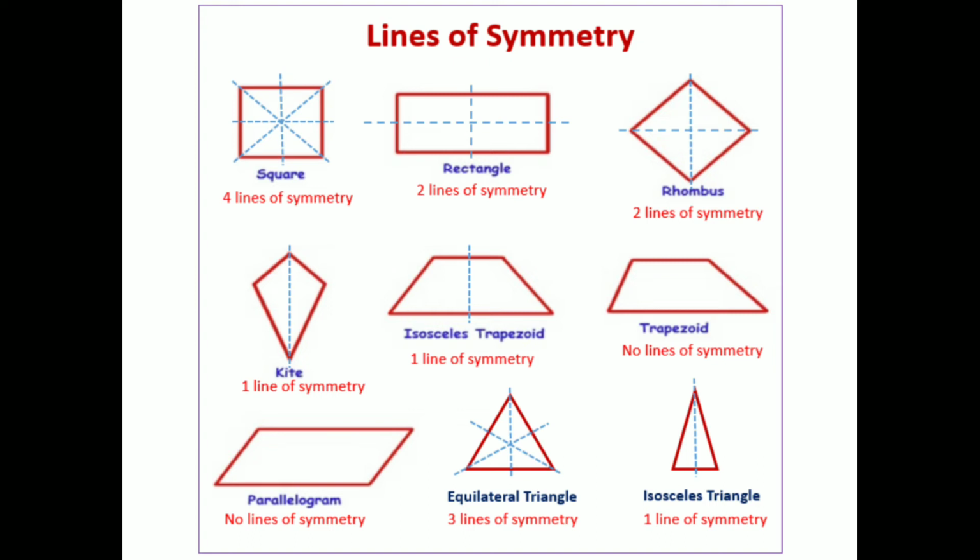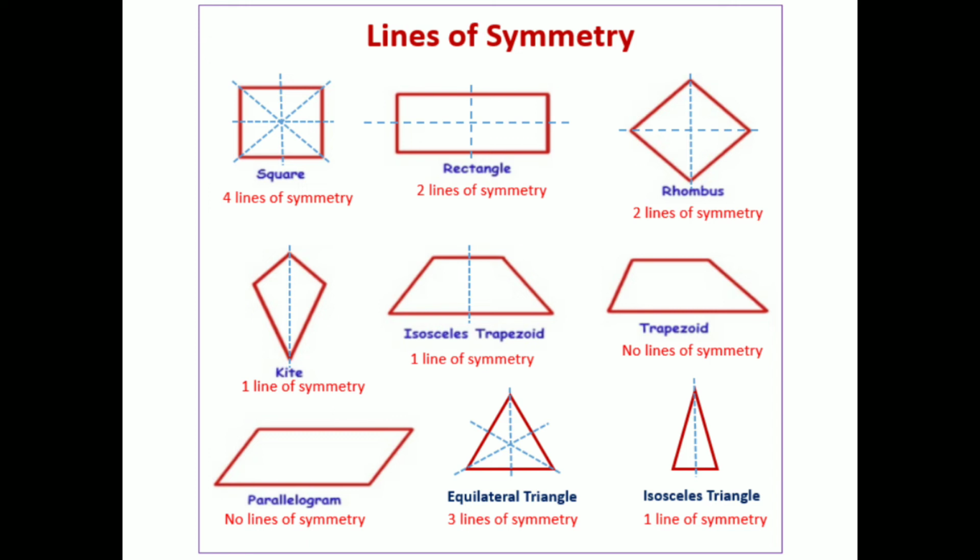Rhombus, we know that all sides are equal, but how can you divide it? You can divide this shape diagonally only. So it has two lines of symmetry. A kite has adjacent sides equal, so it has only one line of symmetry. An isosceles trapezium also has one line of symmetry because one pair of sides is parallel. Okay, there is another trapezium which has no line of symmetry. If it is a simple trapezium which is not isosceles, then it has no line of symmetry.